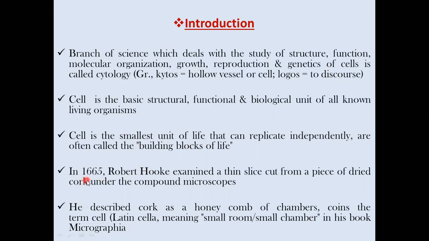Next, the cell was discovered in 1665 by Robert Hooke, who examined a thin slice cut from a piece of dried cork under a compound microscope. He described it as a honeycomb of chambers, because the cork under the microscope looked like a honeycomb made of many small chambers or cells. He coined the term cells, which comes from the Latin word cella, which means small rooms or small chambers. He mentioned this study in his book known as Micrographia.